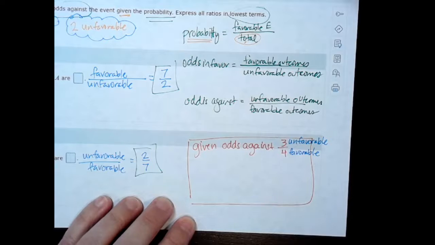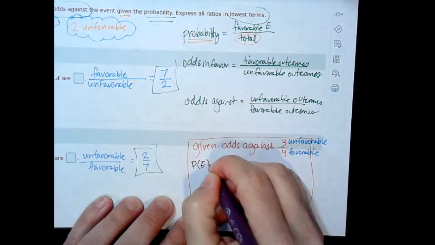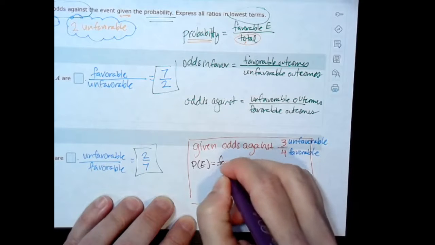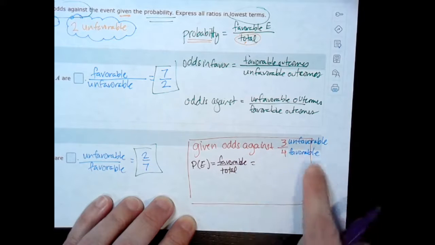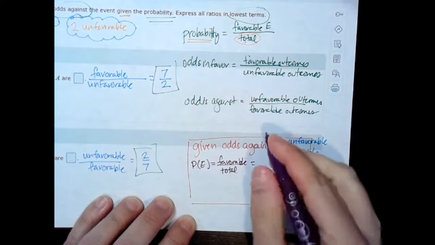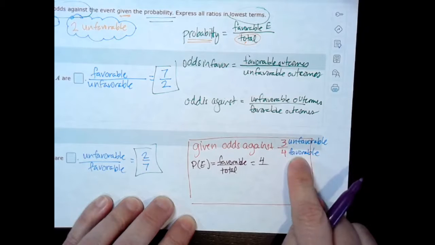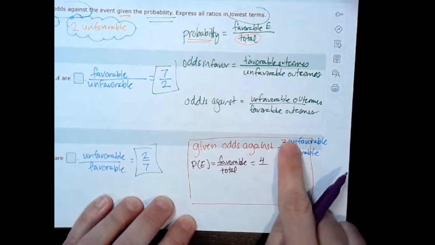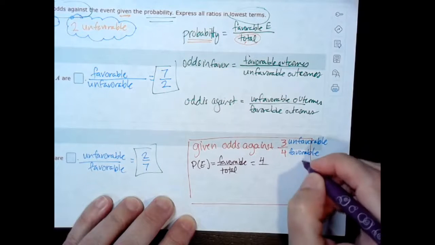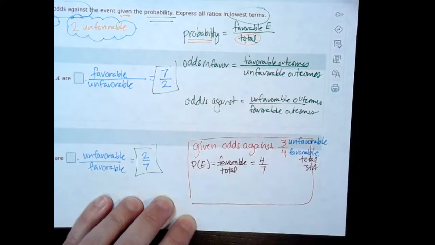So what if I ask you for the probability of the event? Then you know that that is favorable over total. So favorable, we know from here, is 4. Now, I don't see the word total anywhere. Well, we know that if my favorable and my unfavorable, if I add them together, that's my total. So my total is 7. Okay? So my total would be 3 plus 4. So it's 7. So my probability of the event would be 4 over 7.